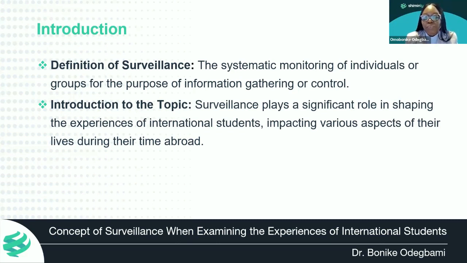Foucault's analysis of surveillance extends beyond the prison, suggesting that similar mechanisms operate in various institutions, such as schools. It operates in hospitals, in factories. It contributes to the creation of docile bodies that are easily controlled and regulated.